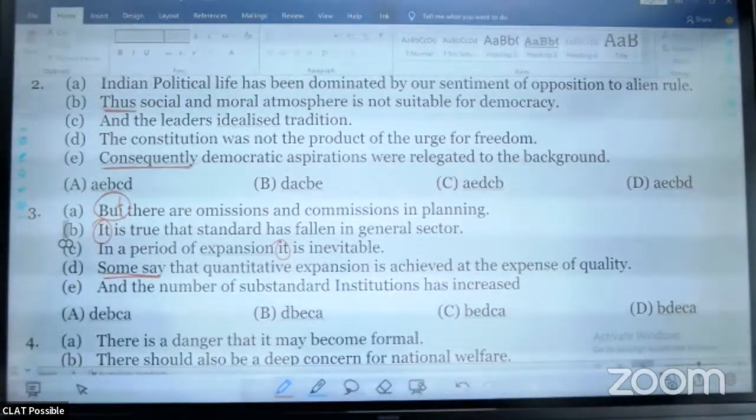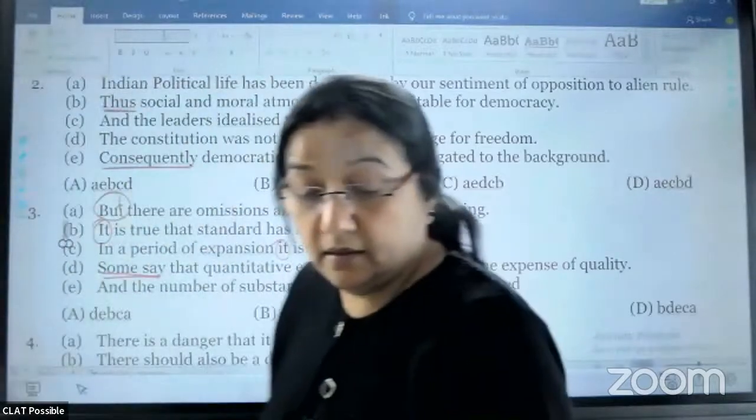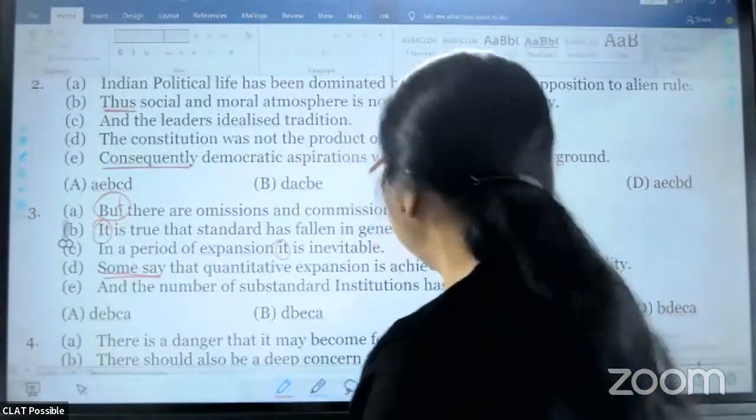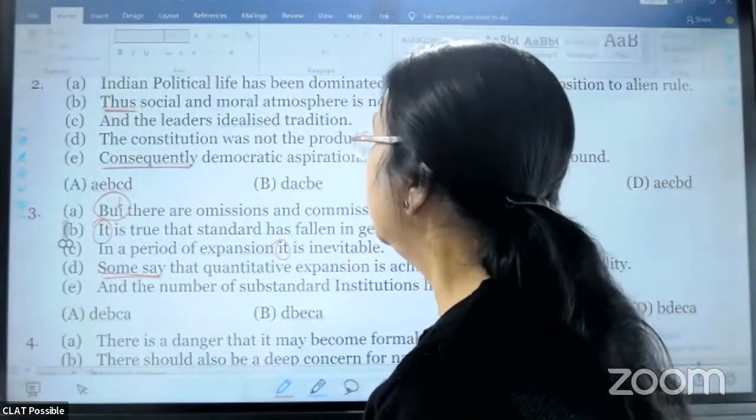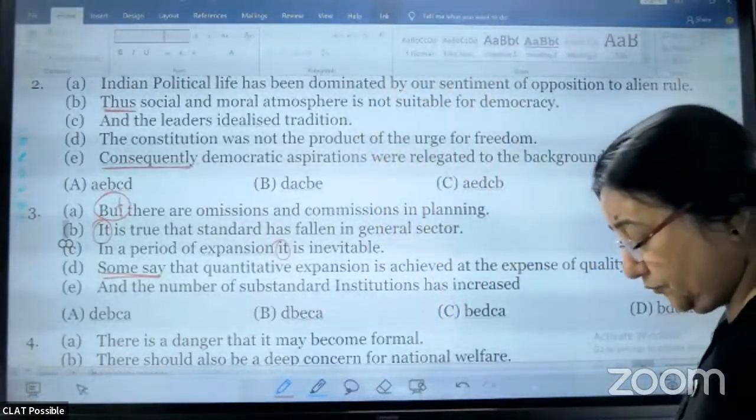Okay, I'm beginning now. Can I begin? Okay. Question number 2. All of us have a look here. A and E had to form a pair. Can you just see this? A and E had to form a pair.